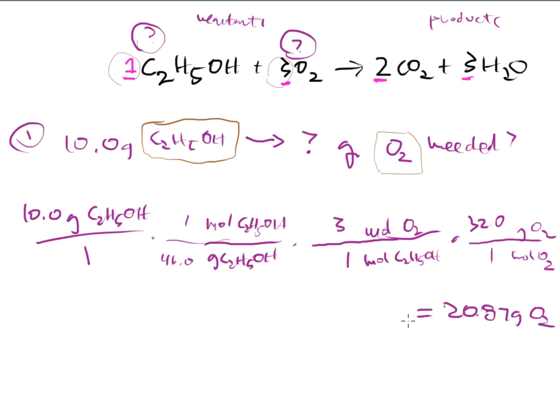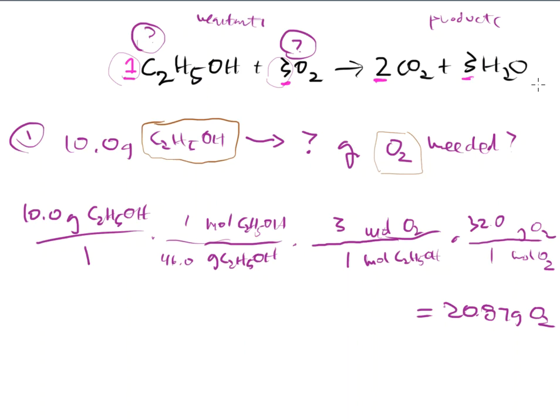Again, this is a reactant. That reactant is an ingredient. I will need 20.8 grams of O2, and I need to mix that with 10 grams of C2H5OH in order for this to work out the right way. That is the recipe. That is what I'm after.